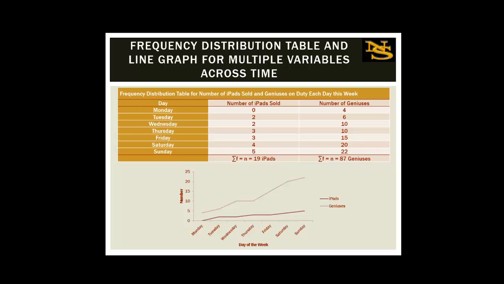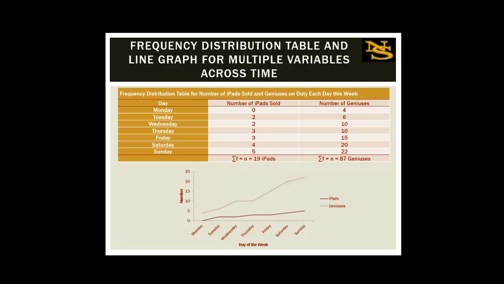This graph, if you look at it, let's break it down really quickly. The same thing as before: you have the values for your variables represented along the bottom, and then you have your frequencies represented along the y-axis. Well, in this case, we are looking at multiple variables across time, not just one variable. So these two lines represent the two different variables that we are looking at.